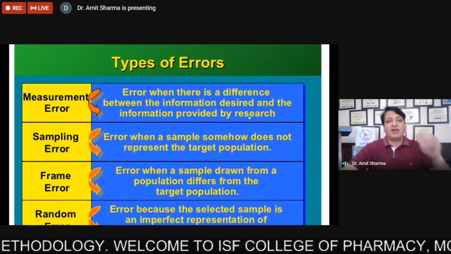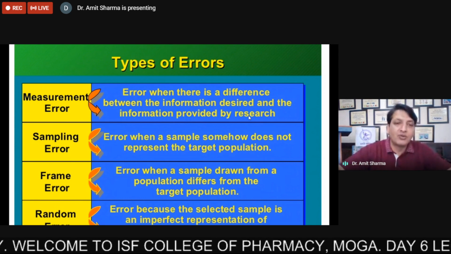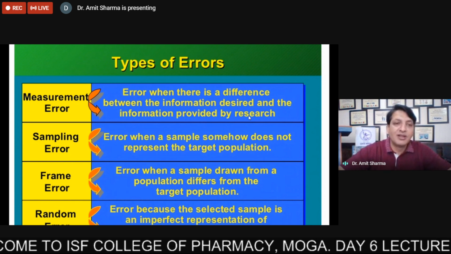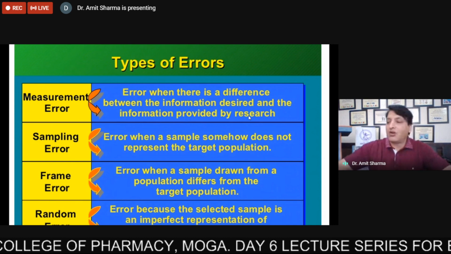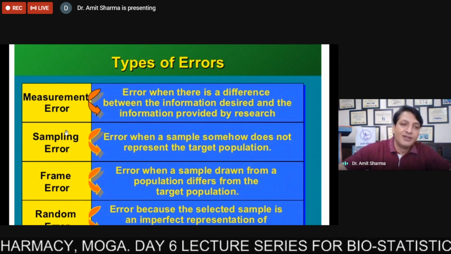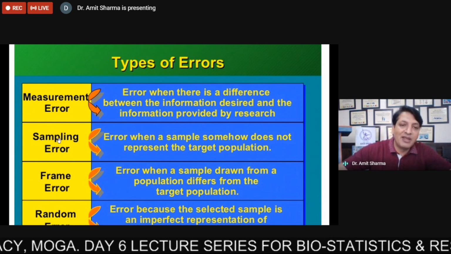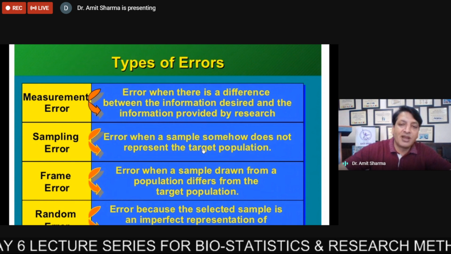Clear? So if you are not justifying and not standardizing your units in the research, it is going to cause a type of error called measurement error. Now another type of error is sampling error. It occurs when a sample somehow does not represent the target population.